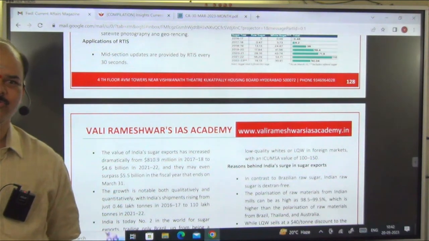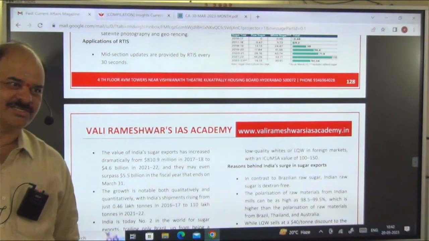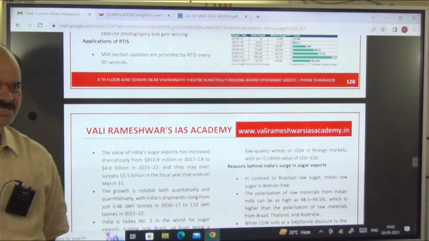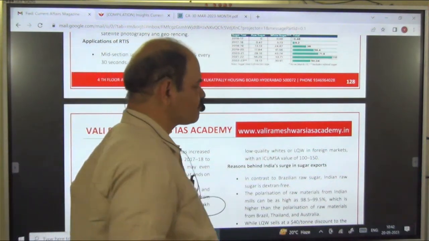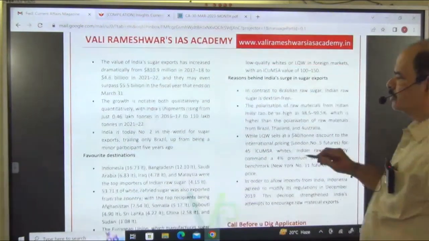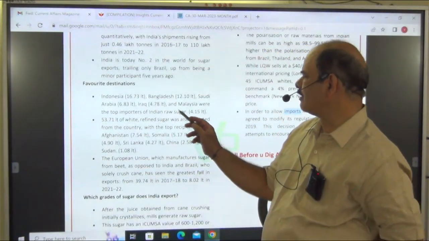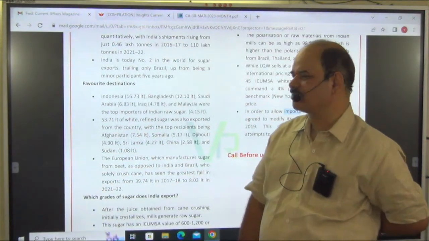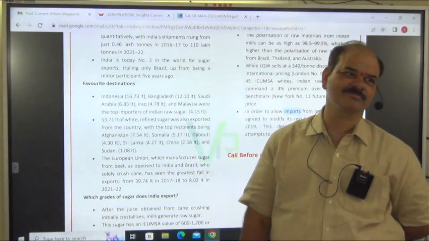Even in Telangana we have discussed, as far as exports are concerned, the pharmaceutical share is more, and the destination is USA, which we discussed in our Telangana economic survey. Indonesia, followed by Bangladesh, Saudi Arabia, Iraq and Malaysia were top importers of Indian raw sugar. So Indonesia, followed by Bangladesh.